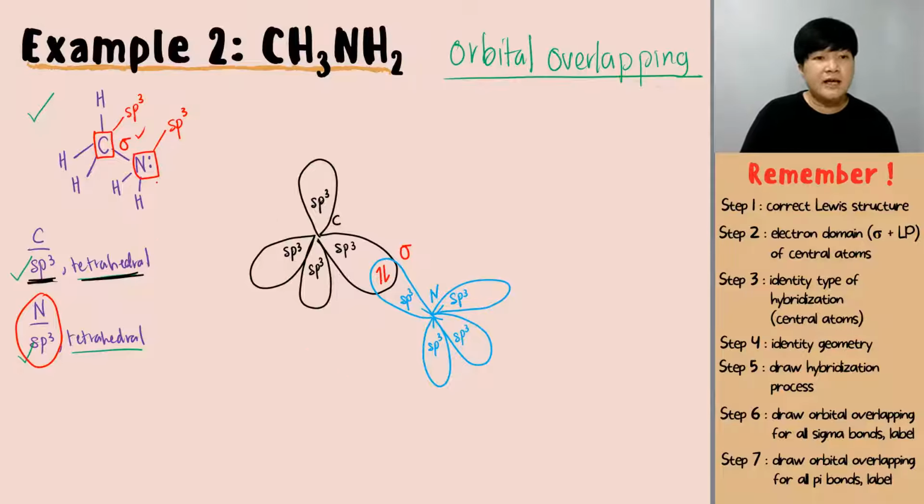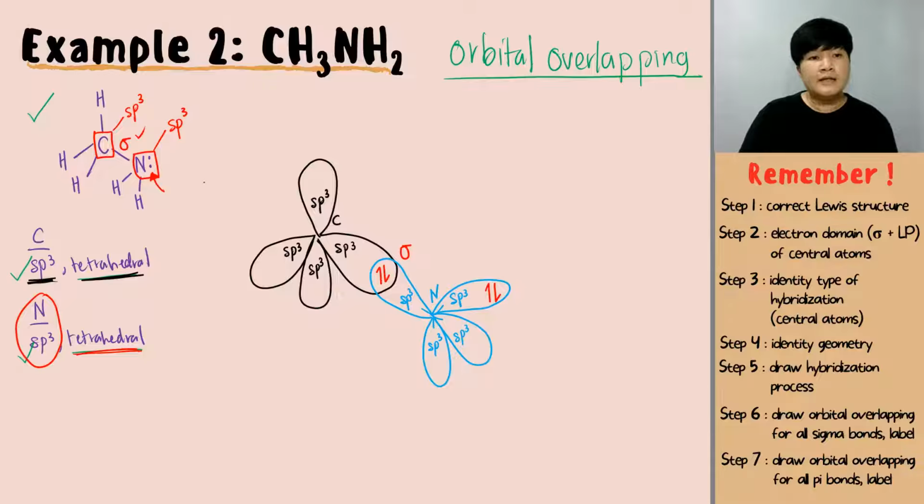And since the nitrogen right now has a lone pair, we position the lone pair first. It's a tetrahedral that has the same bond angle, 109.5 degrees. Therefore, the lone pair can be positioned in any of the sp3 hybridized orbitals. So put a pair of electrons without even overlapping. That is your lone pair.